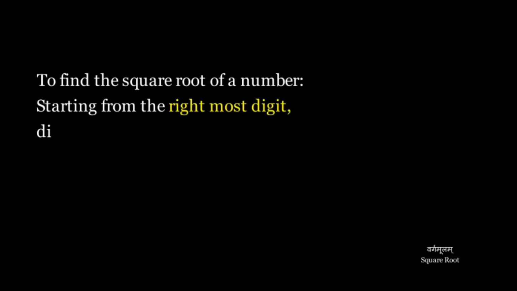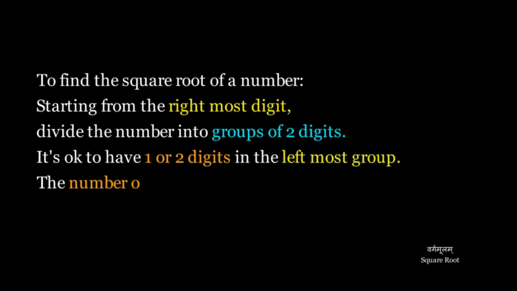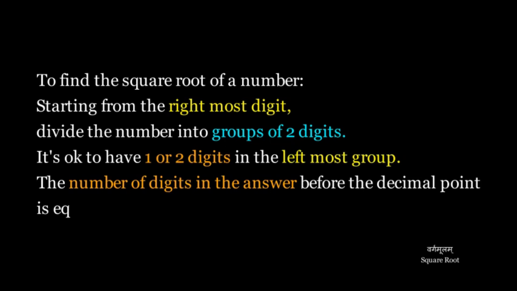To find the square root of a number, starting from the rightmost digit, divide the number into groups of 2 digits. It's okay to have 1 or 2 digits in the leftmost group. The number of digits in the answer before the decimal point is equal to the number of groups.